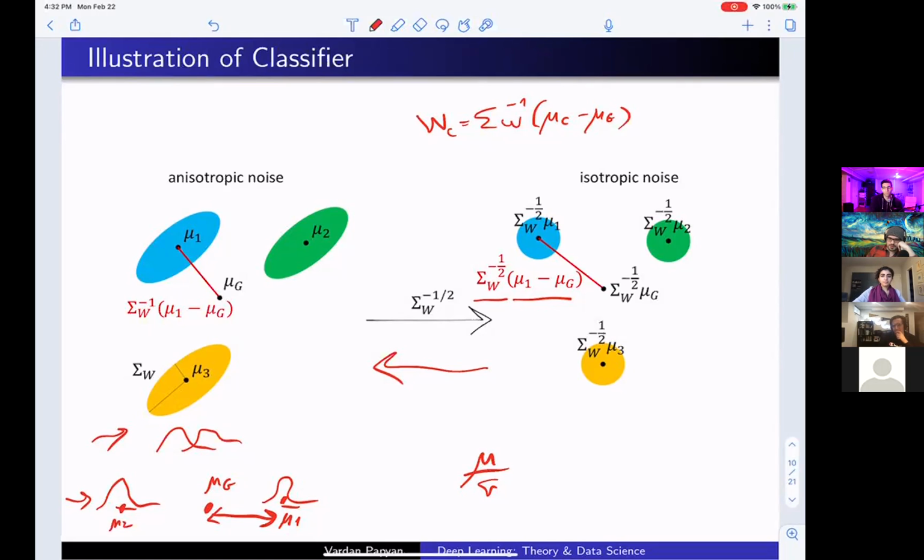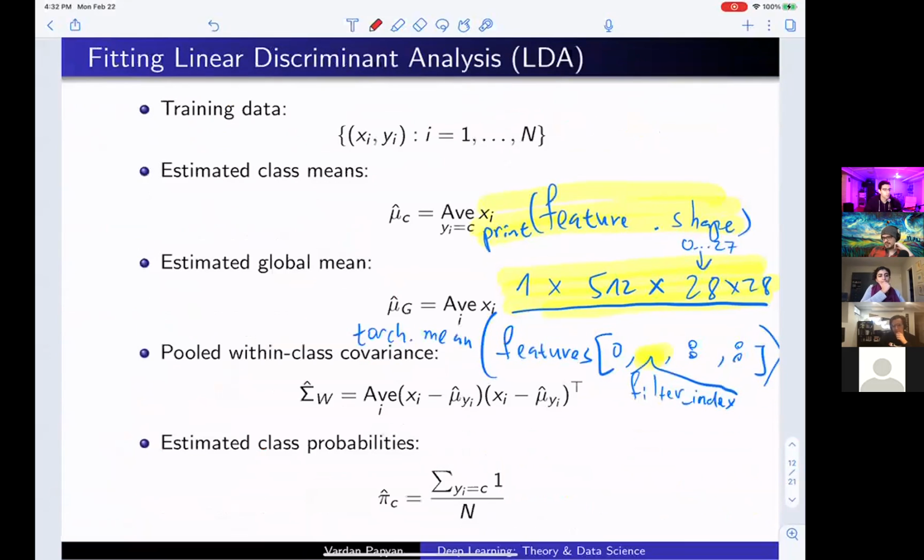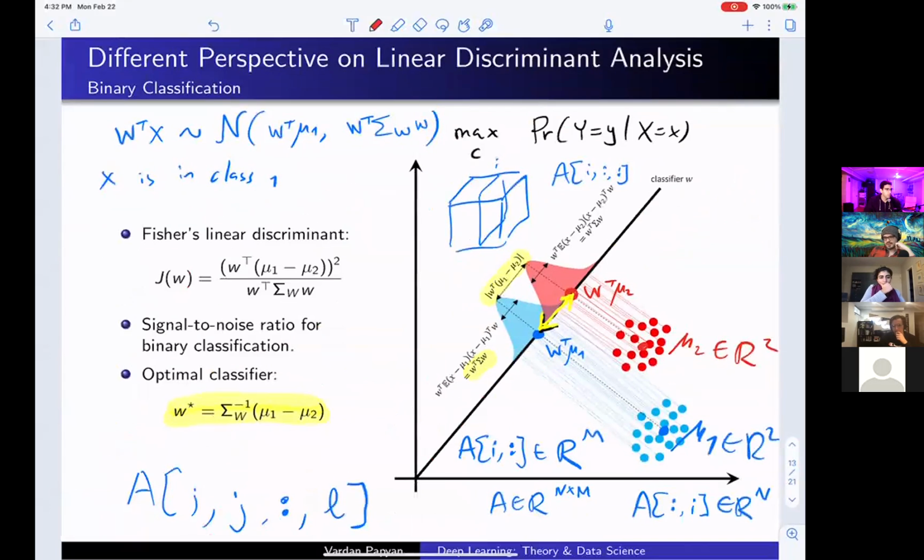Is the norm of this quantity the same for all mu i? The answer is no. That's a good question. So let me try and show you another way of looking at this. We also discussed it in the previous lecture. Maybe I can reiterate this idea.